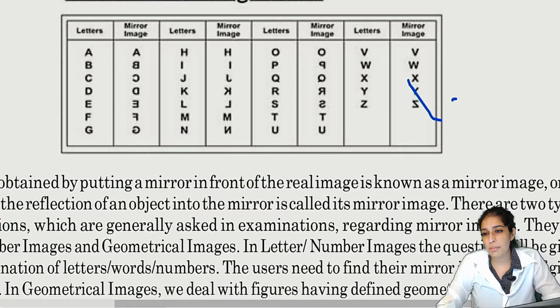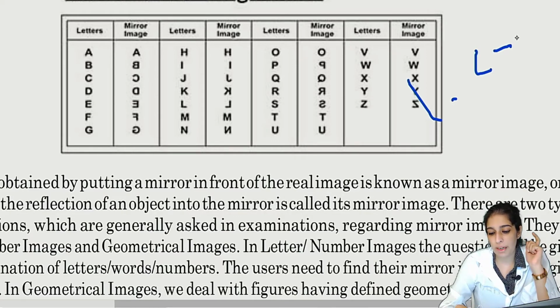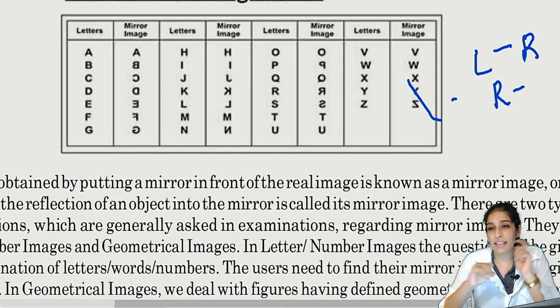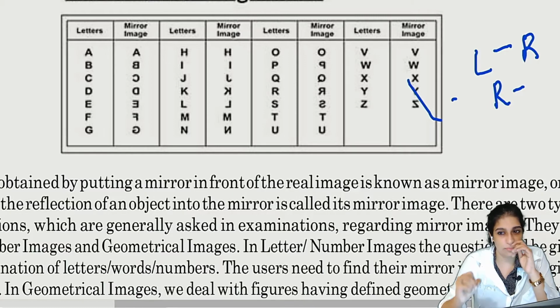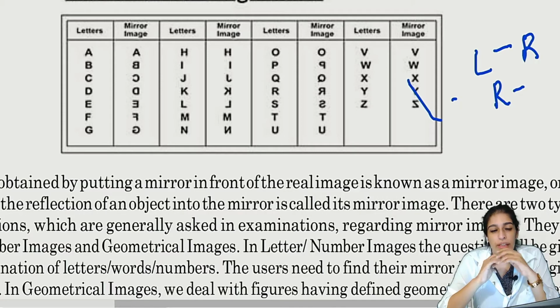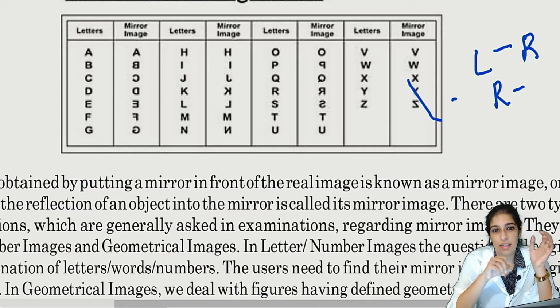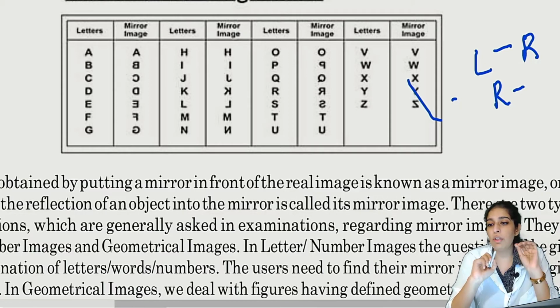We are studying mirror image today, and in mirror image you have to remember only one thing: left becomes right and right becomes left. Okay, nothing else changes, left becomes right and right becomes left. Now we are first seeing what happens to the alphabets. See what happens to A, B, C, you can see all up till Z. I want you all to have a look at this.